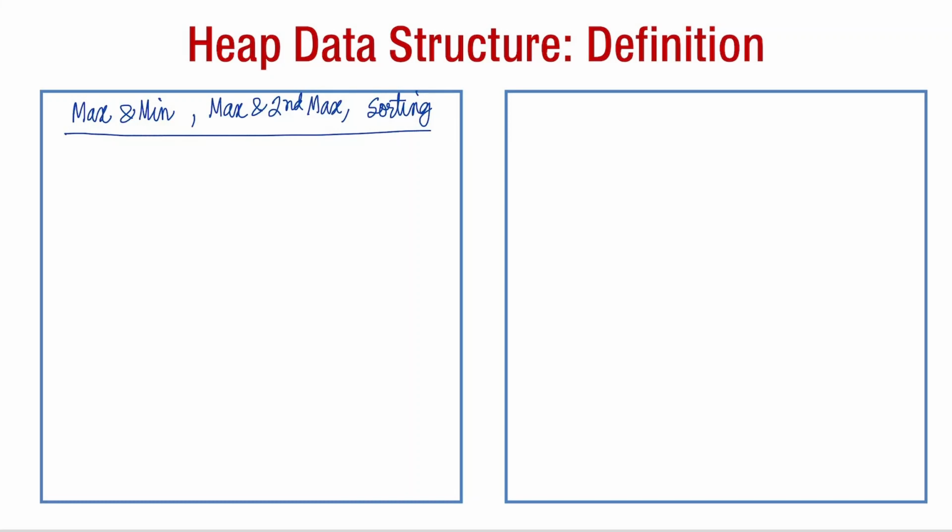So how do we define a heap? A heap data structure consists of two properties. One, it is a complete binary tree, and secondly, it has what is called the heap property.